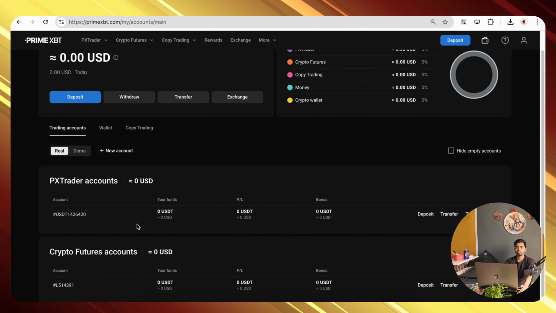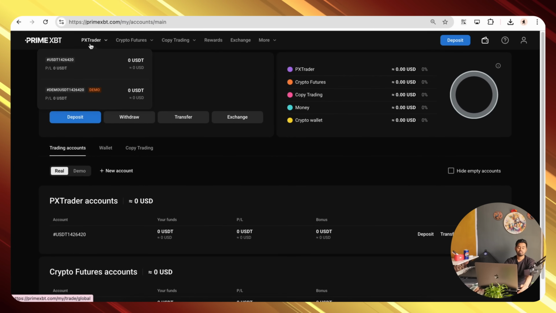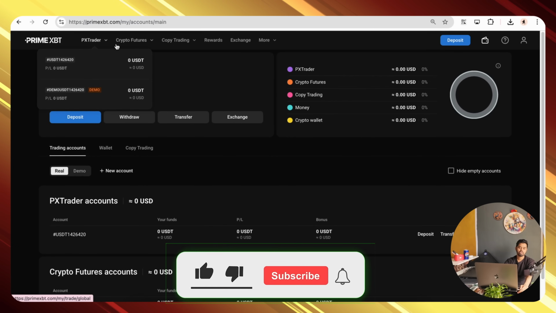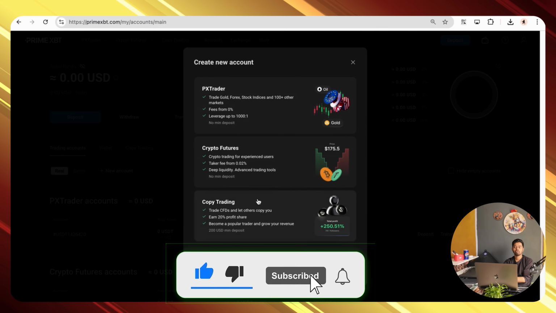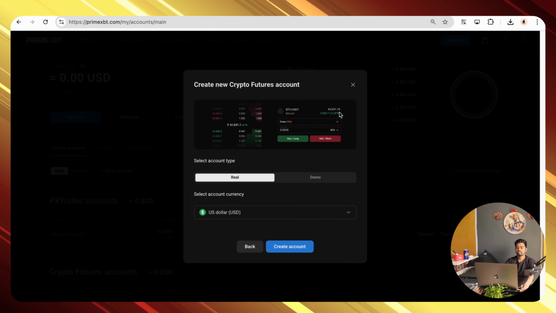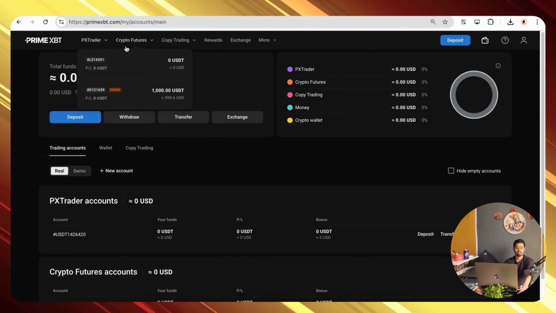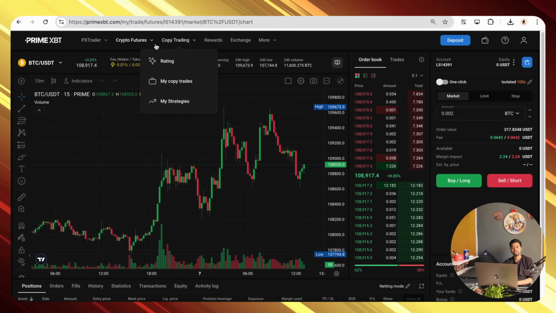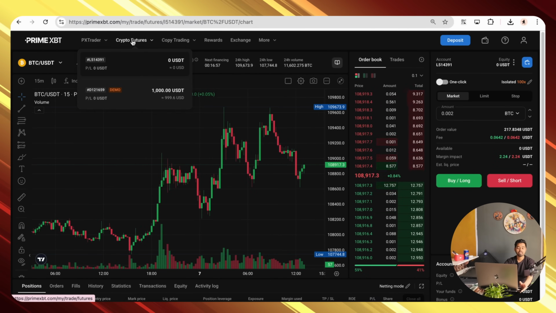After completing your deposit process, simply switch to where you want to trade. If these options are not showing, simply click on New Account and create the account which you want to use. Let's say Crypto Futures. Just continue, select the asset and create the account. Currently I have created the account. Okay, simply you have to click on Crypto Futures in order to trade crypto pairs.